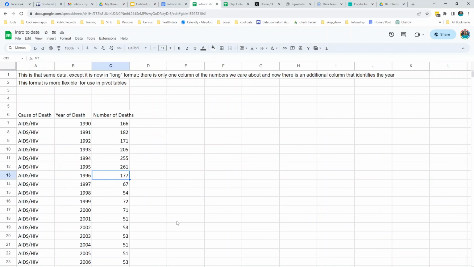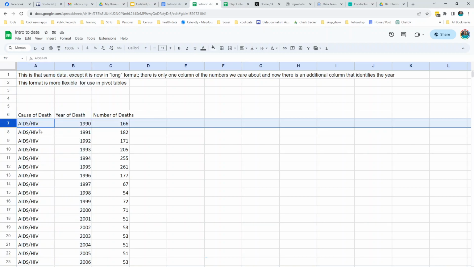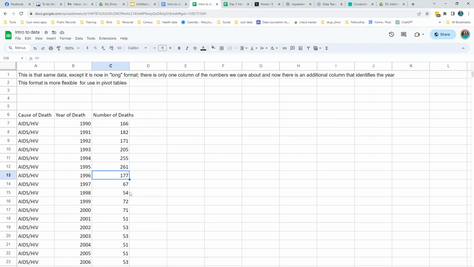Over here in sheet 7, I have this same data in what is known as long format. Now we only have one column with values, the number of deaths, and that year, which previously was the column header, is now its own column and that is a value. So here, how many people died of AIDS, HIV in 1990, how many in 91, 92. This format is much more friendly and flexible for something like pivot tables.